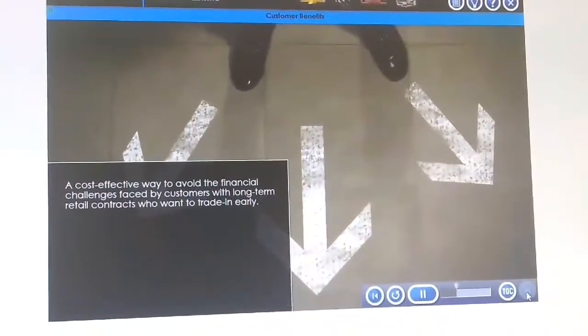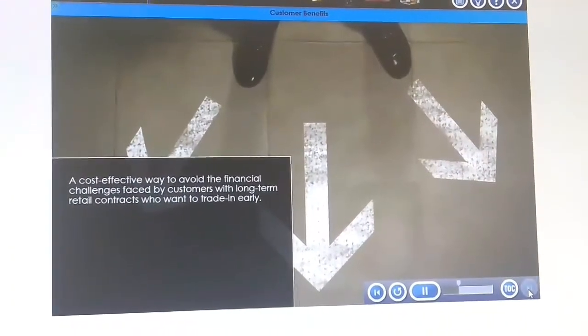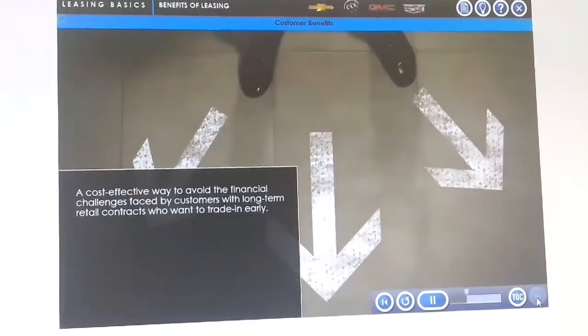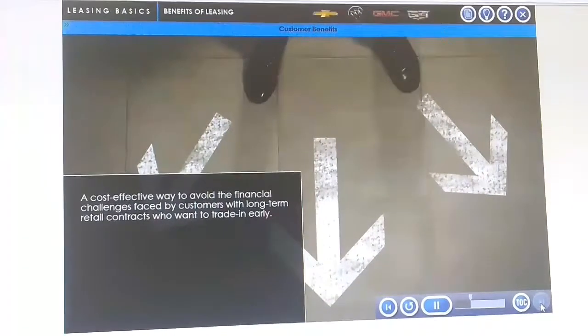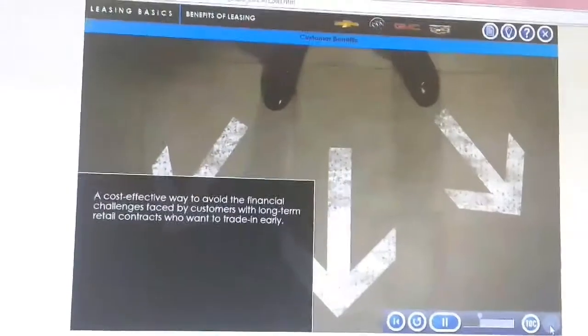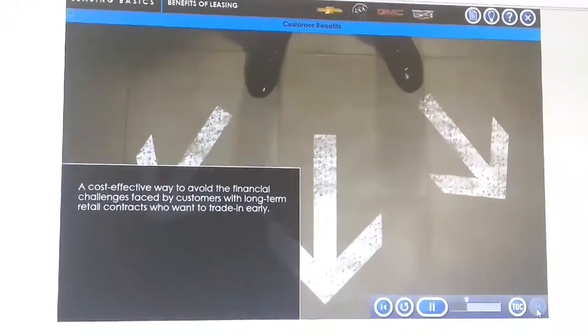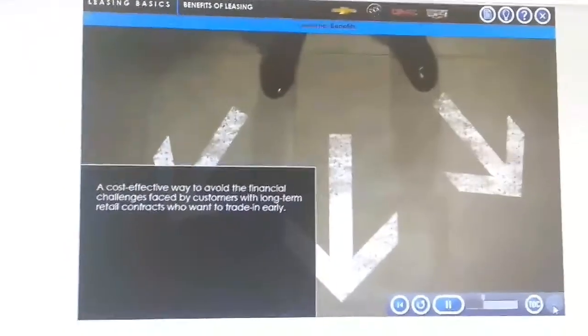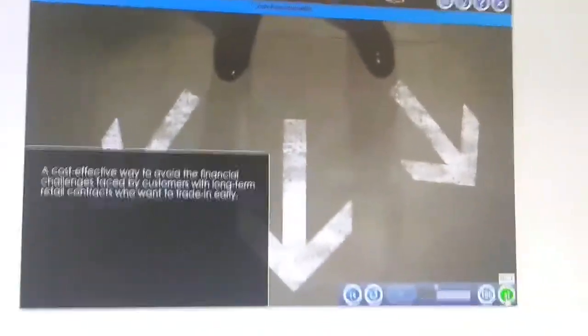Leasing is also a cost-effective way to avoid the financial challenges faced by customers with long-term retail contracts who want to trade in early. Despite this benefit, a common question asked by customers when presented with the leasing option is, what do I own at the end of the lease? And the answer is simple: options.